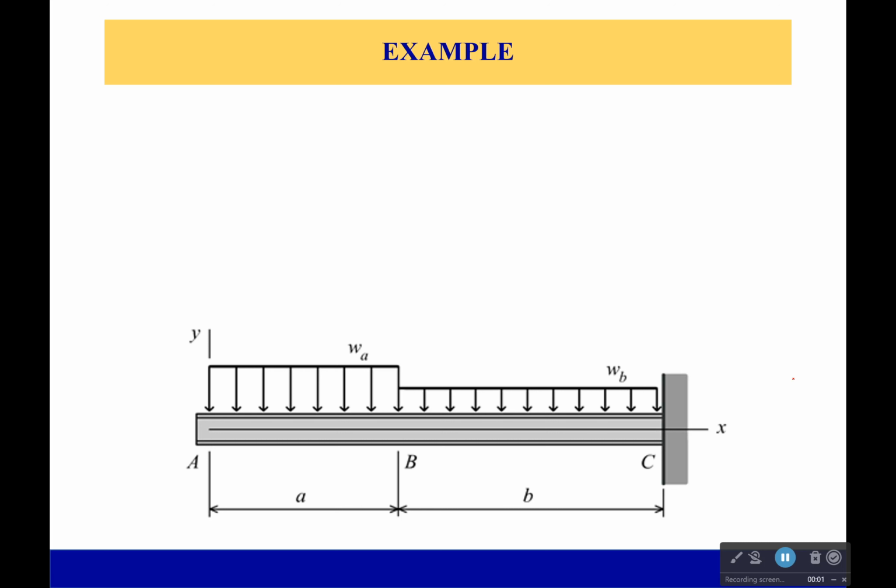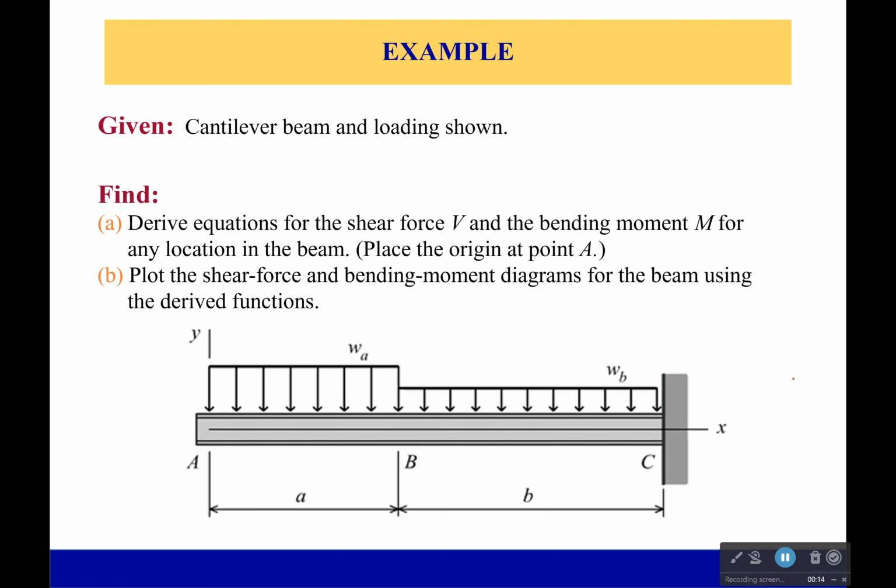Okay, now we did all that, so let's solve a problem. What we have here is a cantilever beam, and you can see there's two distributed loads. Both of them are uniform. What we want is an equation for the shear force V and the bending moment M for any location of the beam. And we'll start our origin right here at point A. That's important for these problems.